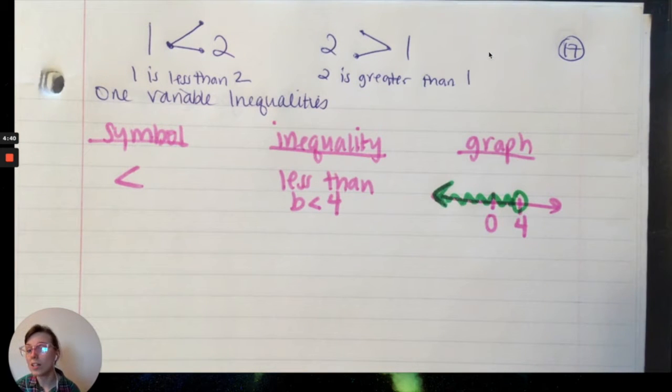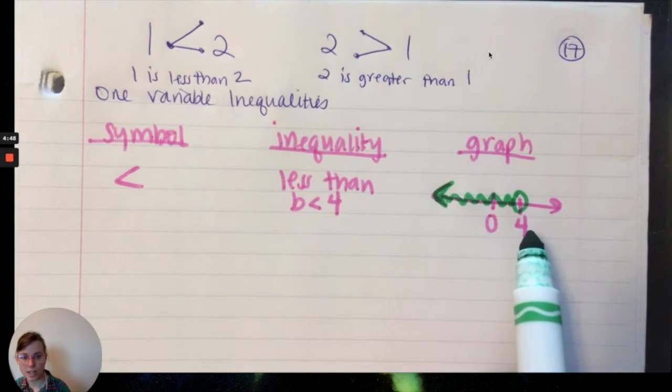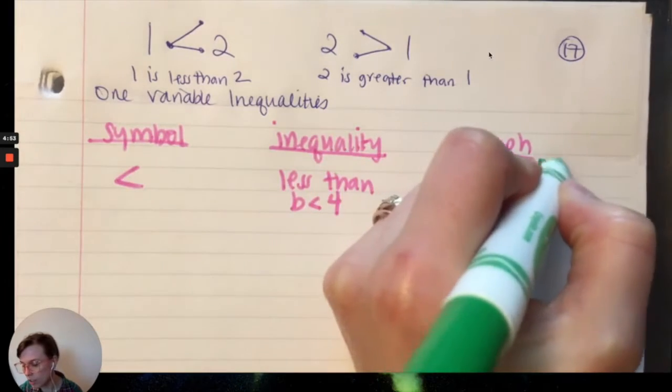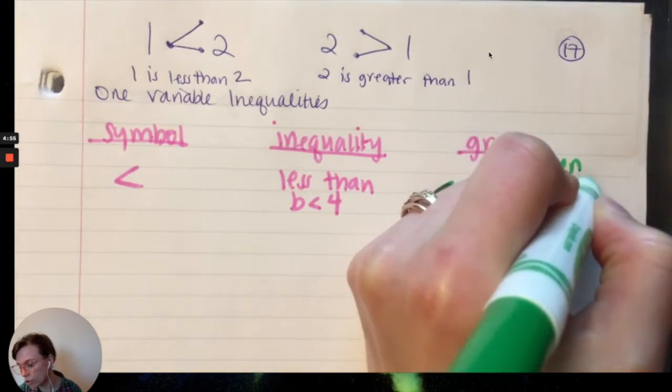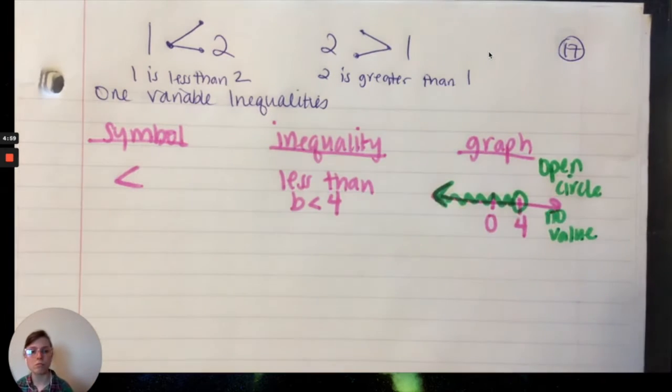Because -1 is less than 4, 1.23579 is less than 4. All these numbers to the left are less than 4; 4 is not less than 4, and all the numbers to the right are not less than 4. And this open circle that we drew means no value, or no solution. That 4 is not a solution to our inequality.